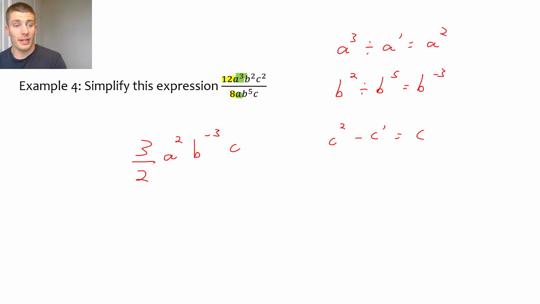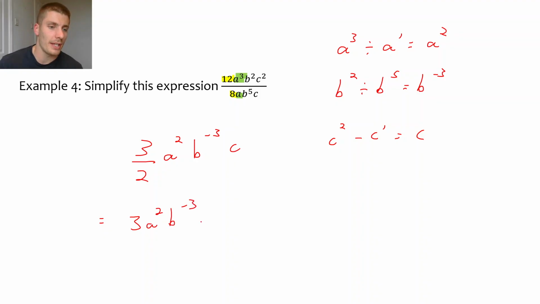This is how I would write the answer, personally. You can write it in different ways. This is one way of writing it. This means 3 over 2 times a squared times b to the minus 3 times c. Now, you could also write this as 3a squared b to the minus 3 c over 2. This also means the same thing.